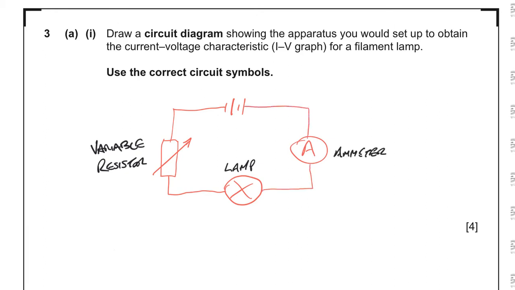We also need the voltage, and that has to go in parallel with the lamp. And so that's your basic circuit. Ammeter measuring the current, voltmeter measuring the voltage across the lamp, and the variable resistor there to allow us to make changes to those values so that we can take multiple values. And that's it.